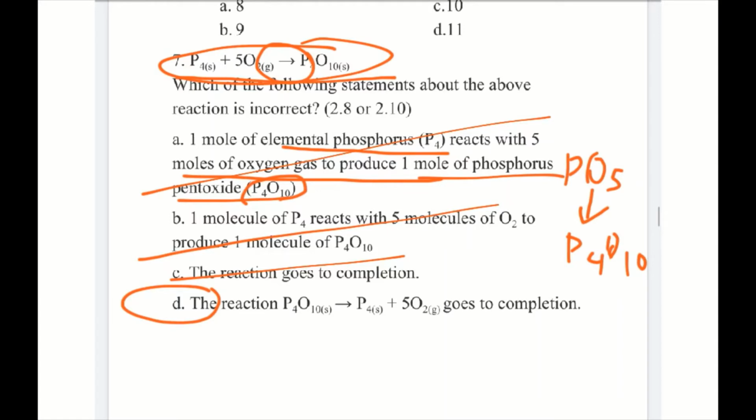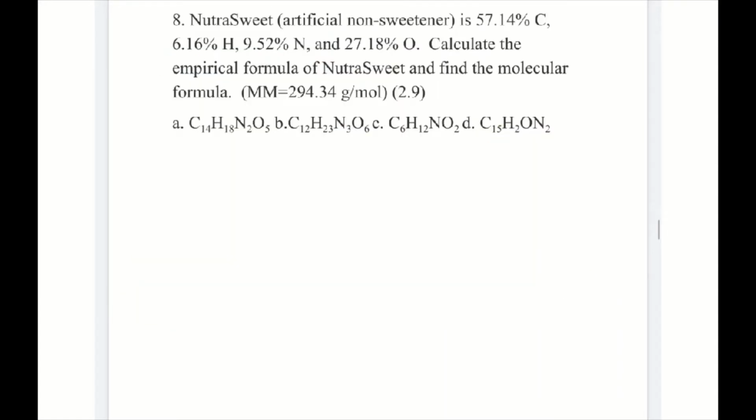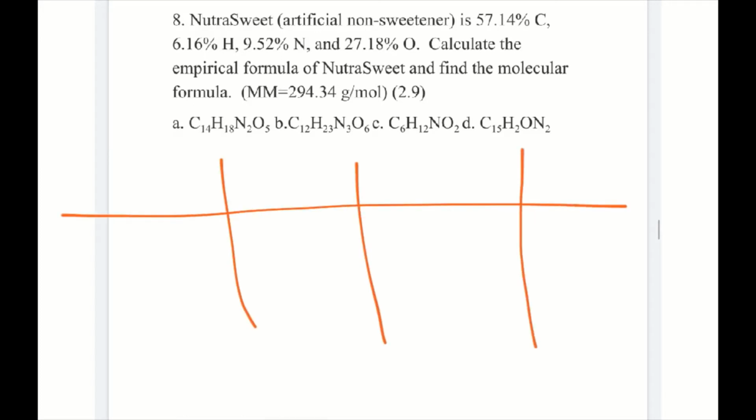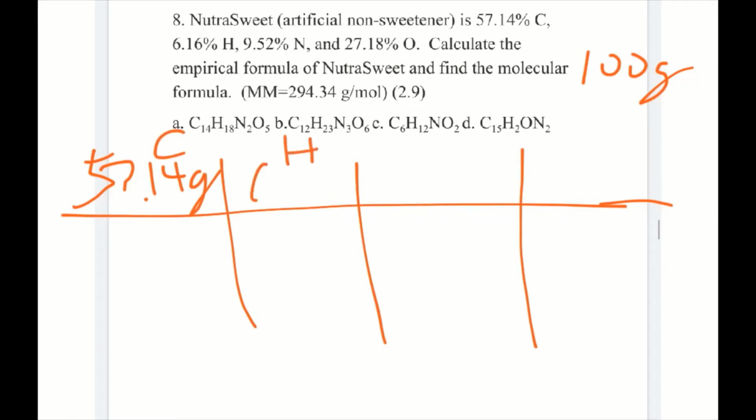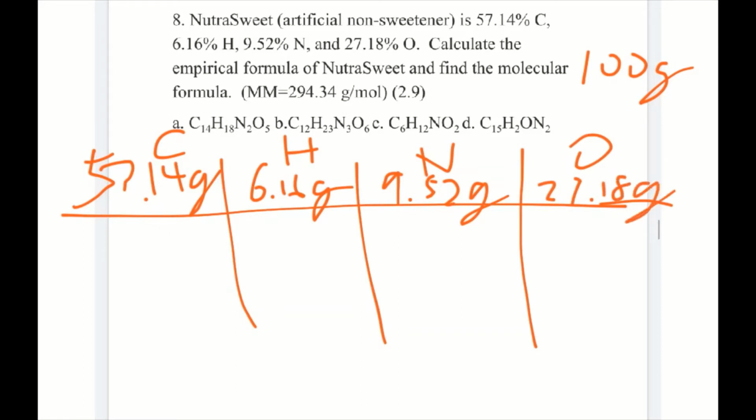Now let's move on to number 8. This one seems to involve empirical and molecular formulas. So let's make a table and convert our percentages to grams. We're going to assume 100 grams, and now let's try to find the empirical formula. So 57.14 grams of carbon, and for hydrogen 6.16 grams, for nitrogen 9.52 grams, and for oxygen 27.18 grams. Now I'm not going to show you, but I'm going to convert all of this into moles.